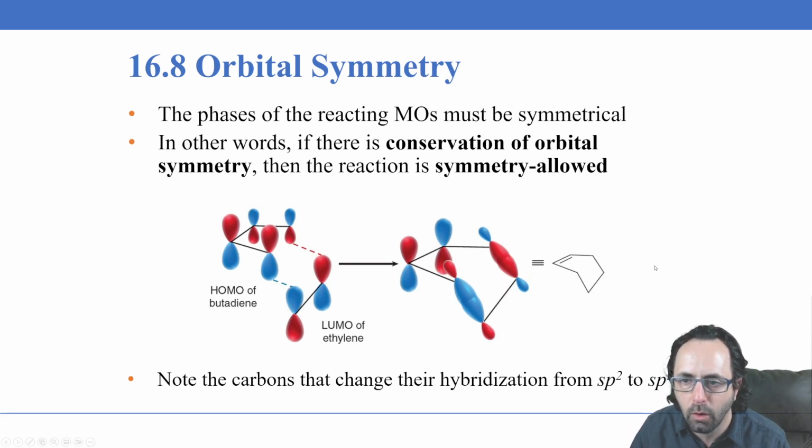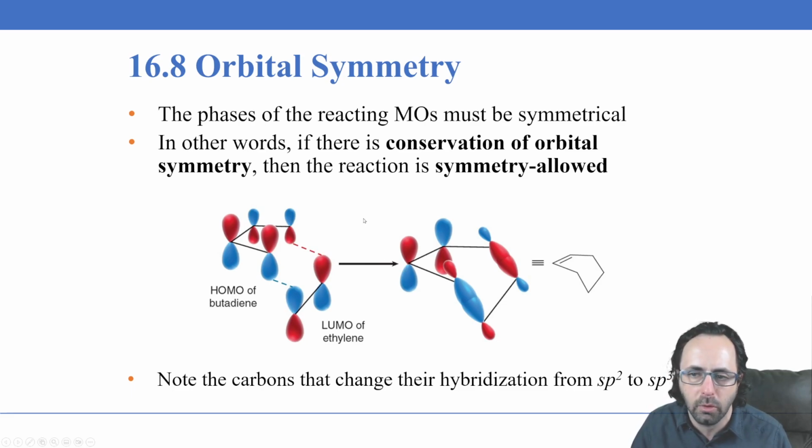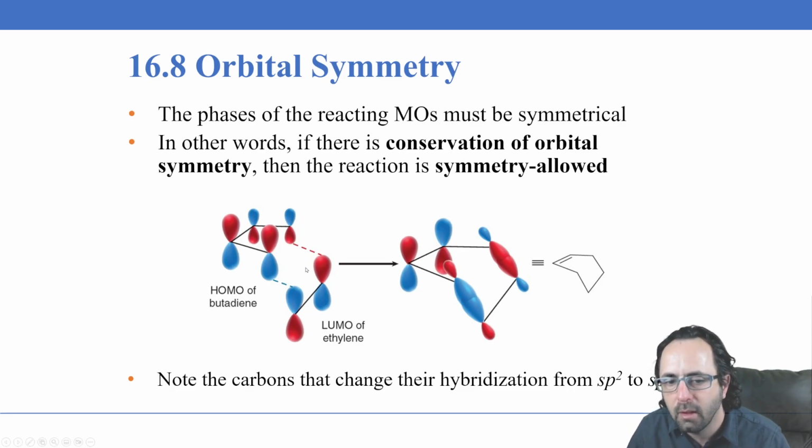So the way this is stated in technical terms is that the phases of the reacting molecular orbitals are symmetrical, represented by the same colors here. In other words, if there's conservation of the orbital symmetry, then the reaction will be said to be symmetry-allowed, as long as the correct orbitals with the same orientation will overlap with one another during the course of the reaction.